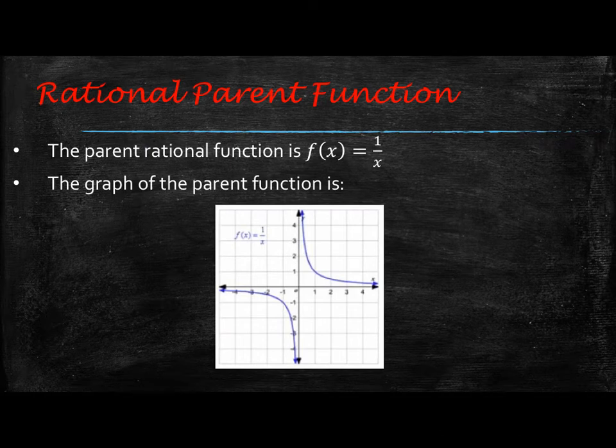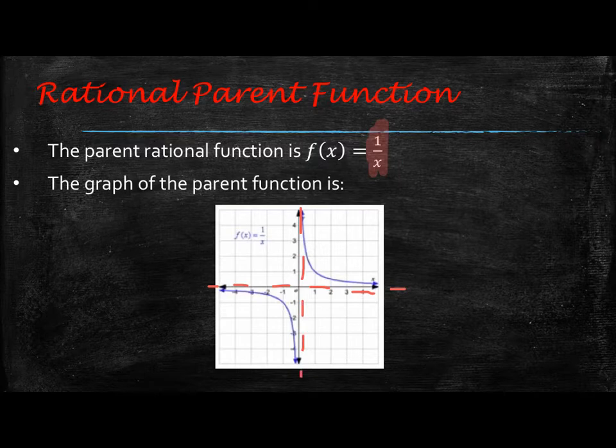The parent rational function is f of x equals 1 over x. And so any variation of the rational function is going to vary off of this parent function. The graph looks like this here. What I want you to recognize is that it has what we call asymptotes here and here. So it has two asymptotes, a vertical and a horizontal.